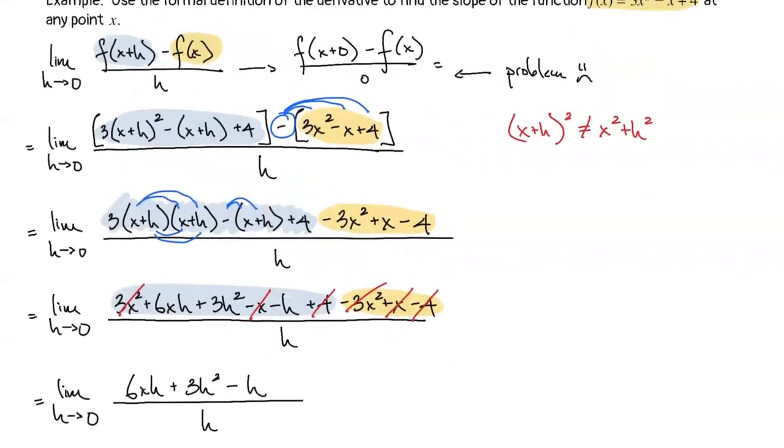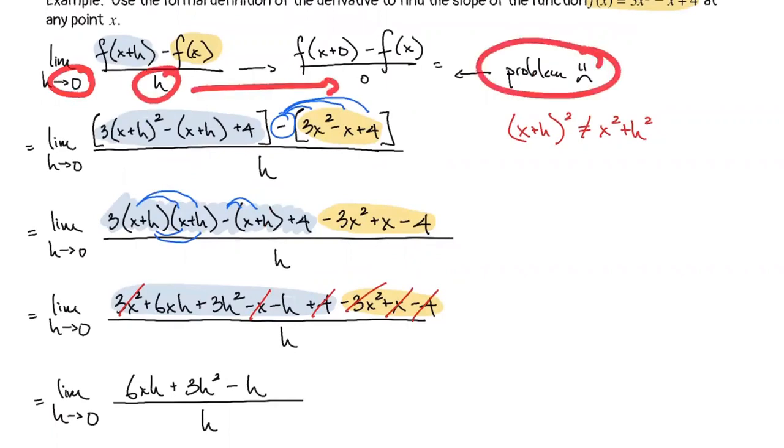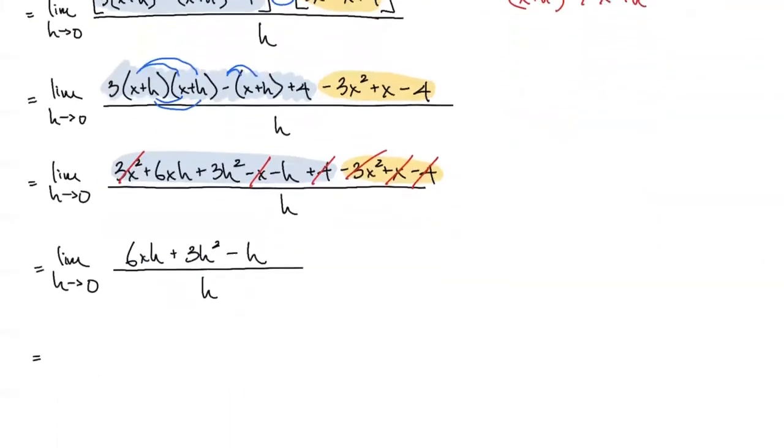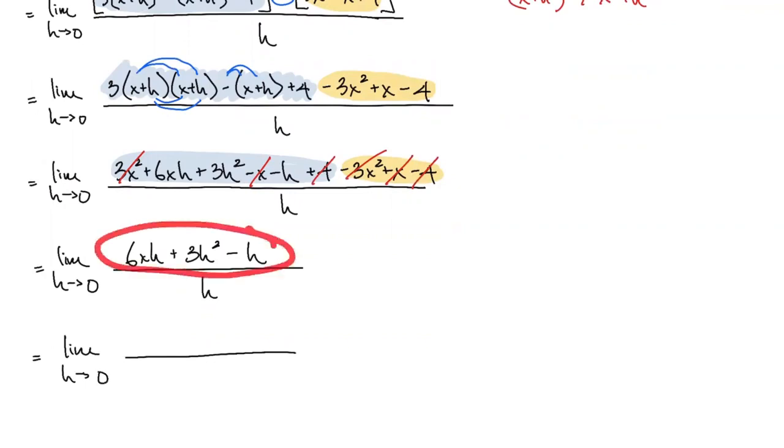Remember when earlier I was like, well, what happens if we plug in 0 for h, and it was a problem because we got 0 in the denominator? We're almost at a place where we've made it not a problem anymore. What can I factor out of the numerator? H. Yeah. So I factor out an h, I get 6x plus 3h over h.